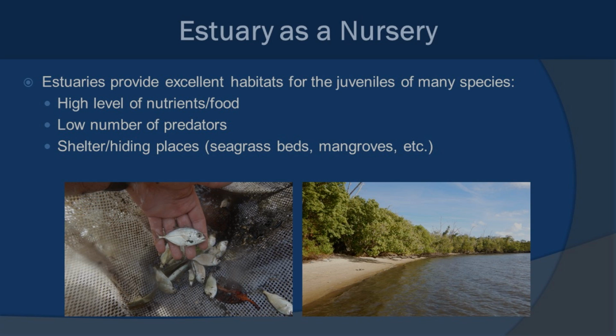Another big factor within estuaries is that they really are nursery grounds for lots of young juvenile fish and invertebrates. And this is for a couple of reasons. First of all, you have high levels of nutrients and thus food available. You tend to have low levels of predators and lots of hiding places and shelter for these juveniles to live in. The picture to the left is actually of a young jack that we found seining out at Southern Bridge, which is not very far from our school. And again, an example of a juvenile species.